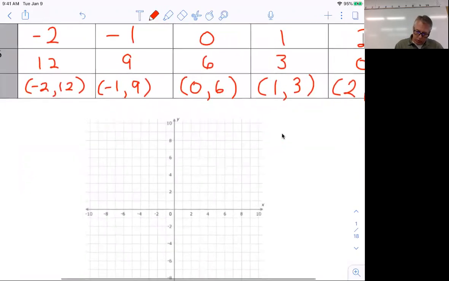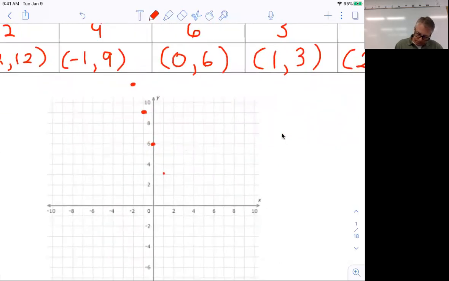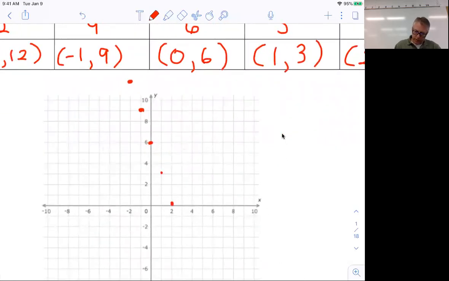So (-2, 12) is going to be up here. (-1, 9), (0, 6), and (1, 3), and (2, 0). If I'm going too fast, please just let me know.